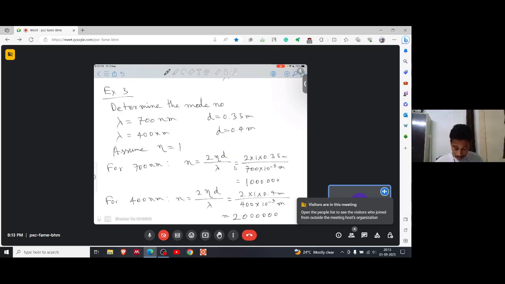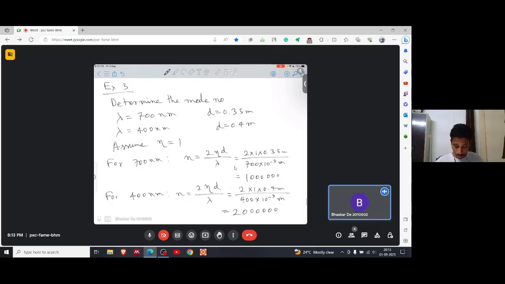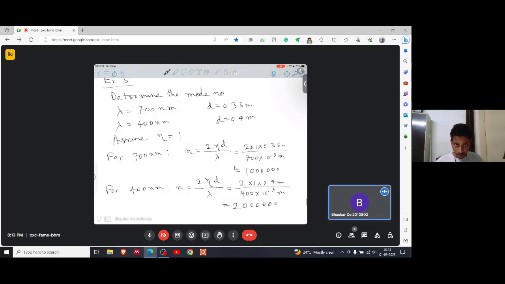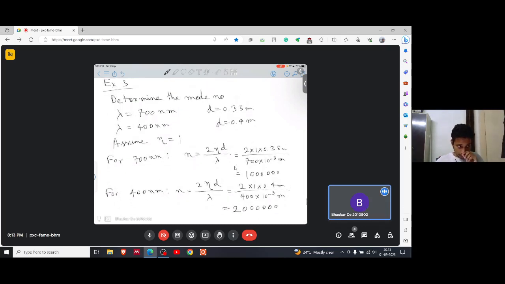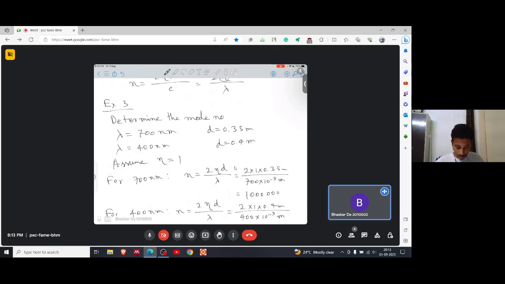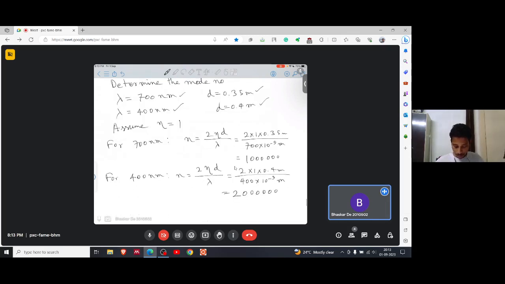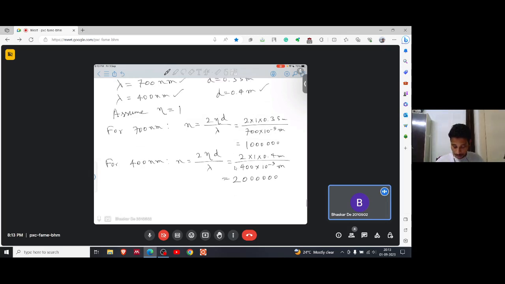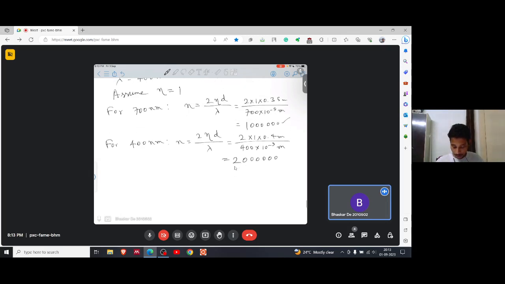Yeah, so I got disconnected somewhere during this discussion of this problem, I think. This is a problem regarding determining the mode number for two wavelengths. One is 700 nanometer, and the space is d equal to 0.35 meter, and another is lambda equal to 400 nanometer and the space is 0.4. So using this formula n equal to 2 eta d by lambda, we get the mode number is 10 lakh here, and for 400 nanometer we get the mode number is 20 lakh.